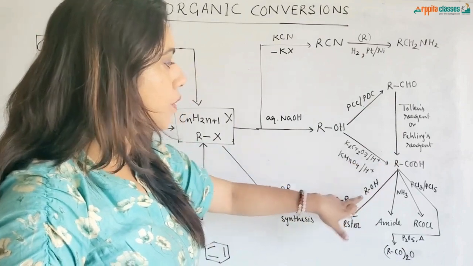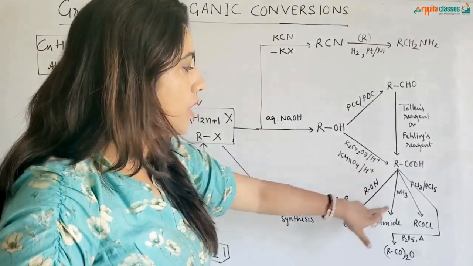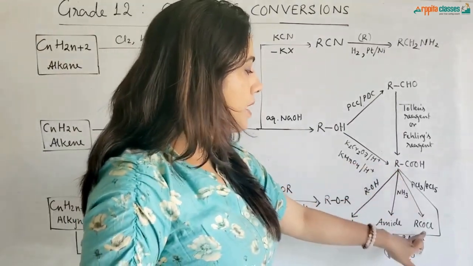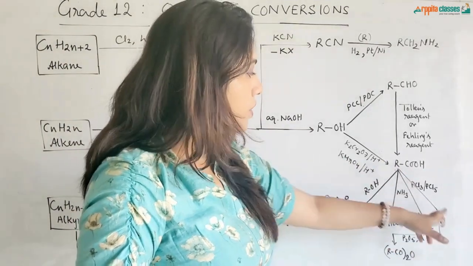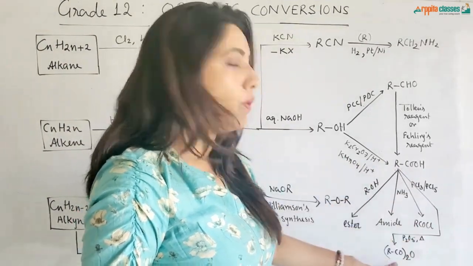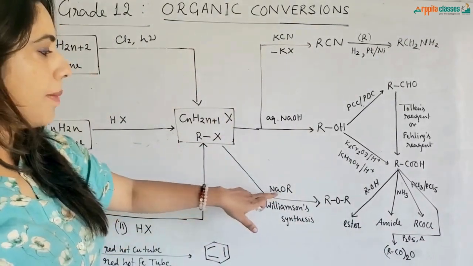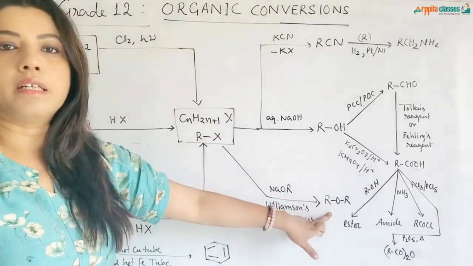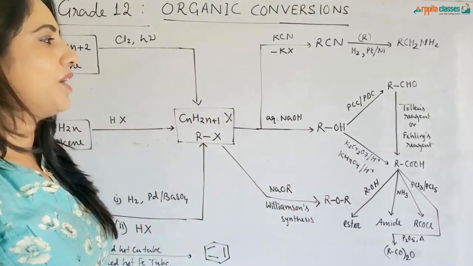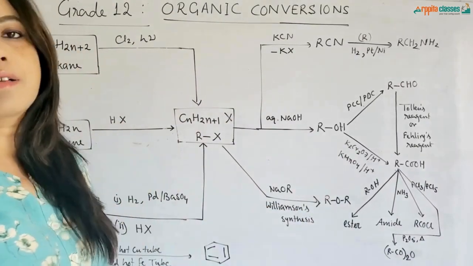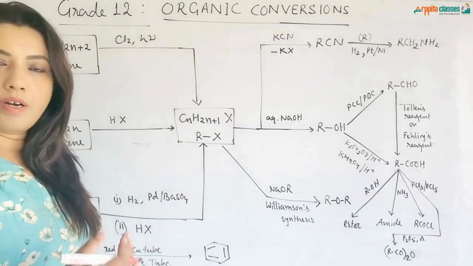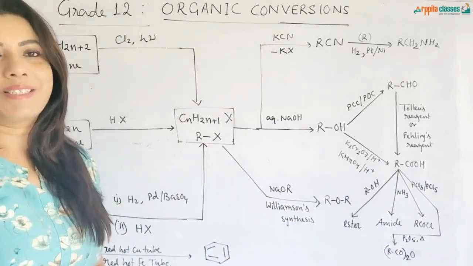It is treated with alcohol to give you ester, treated with ammonia to give you amide, PCl3 or PCl5 to give you acyl chloride, and treated with P2O5 and heat to give you acid anhydride. Also, the haloalkanes are treated with sodium alkoxide to give you ether. So many conversions we can do by applying the previous tricks. Next we move to aromatic compounds, and then we are going to see the conversions in aromatic compounds.